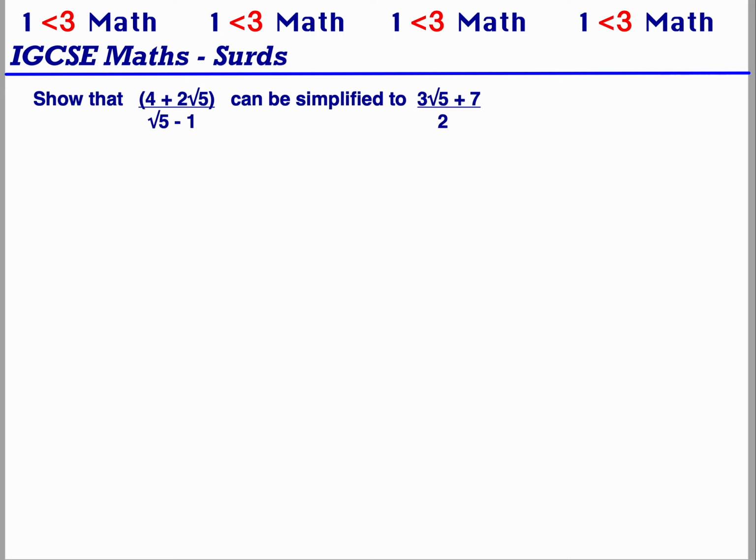This is an IGCSE Maths exam question on surds. The question says, show that 4 plus 2 root 5 over root 5 minus 1 can be simplified to 3 root 5 plus 7 over 2. If you'd like to have a go at this, please pause the video now before I proceed with the solutions and explanations.